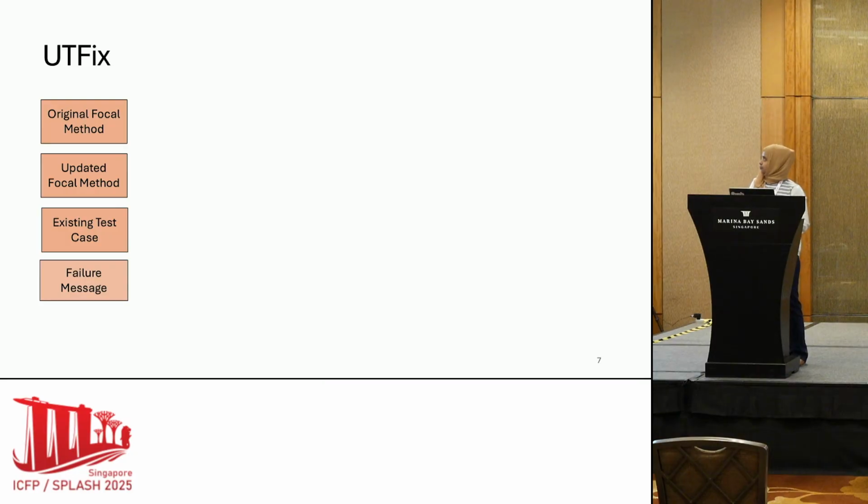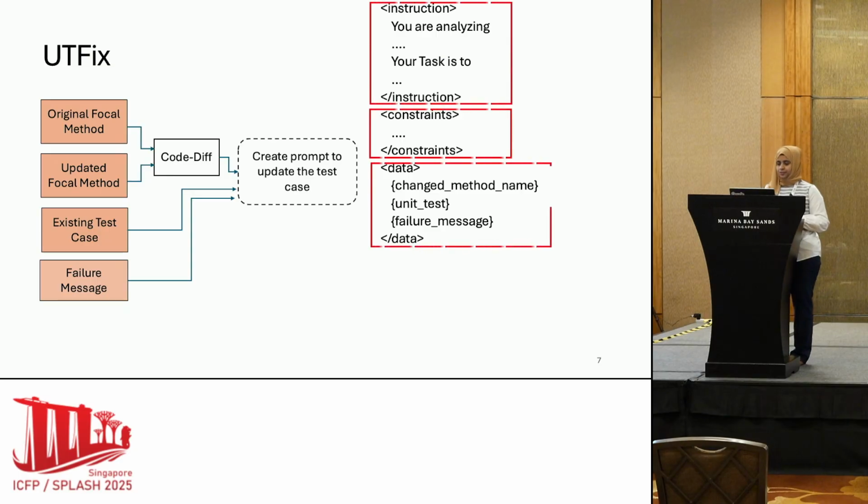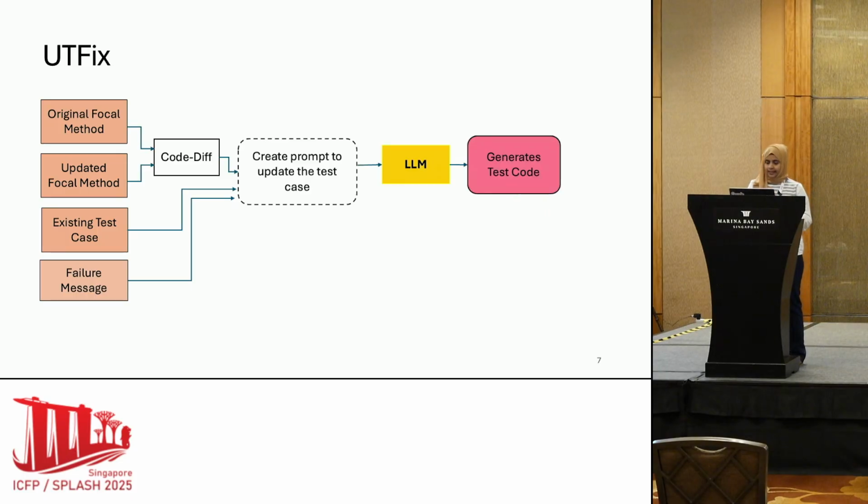Here again we have the same input that I just mentioned. From the original focal method and the updated focal method, we measure the code diff. Using this information, we create a prompt that is fed to the LLM. The prompt looks like this. It contains a set of instructions, constraints and the data. Then the LLM generates a test code.